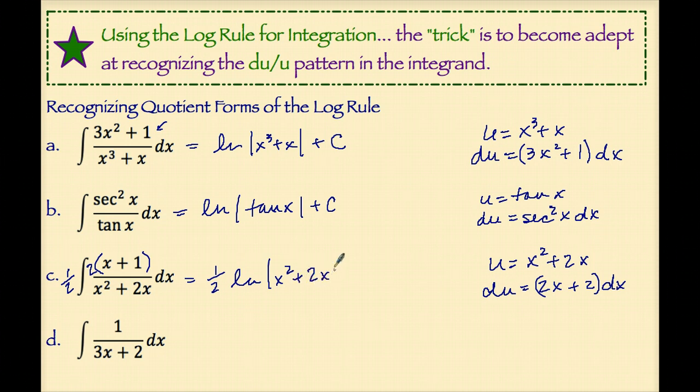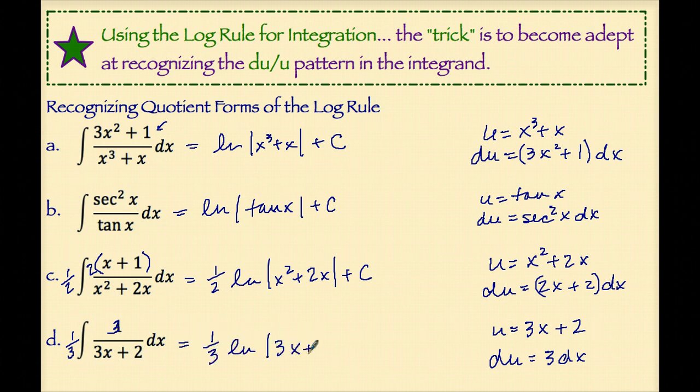Now this is a du over u pattern, which means our integral will be 1/2 natural log of x squared plus 2x plus c. And in our final example, once again, if u is the denominator, 3x plus 2, du would be 3 dx. Well, the 3 is not there, so we will need to insert it. I will just morph this 1 into a 3 and compensate by putting a 1/3 on the outside of the integral. Now this is du over u, and therefore our integral will be 1/3 natural log of 3x plus 2 plus c.